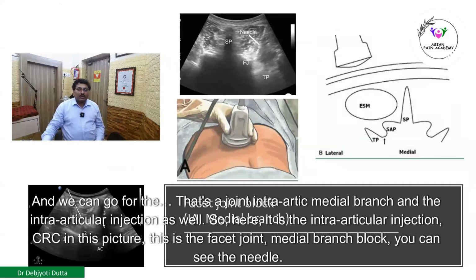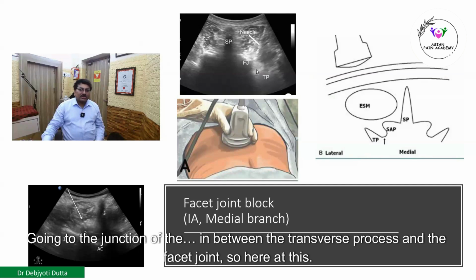And we can go for the facet joint medial branch block and the intraarticular injection as well. So here it is the intraarticular injection. Here, see in this picture, this is the facet joint medial branch block. You can see the needle going to the junction in between the transverse process and the facet joint.